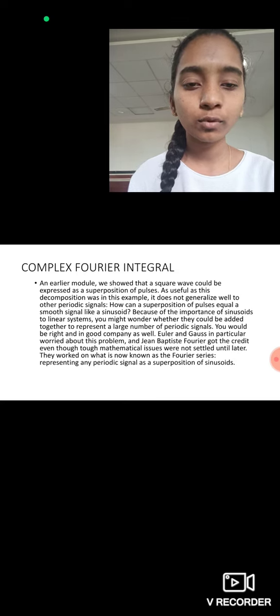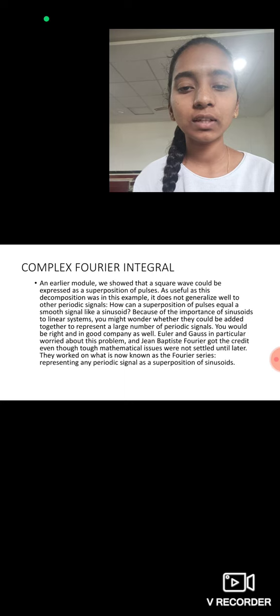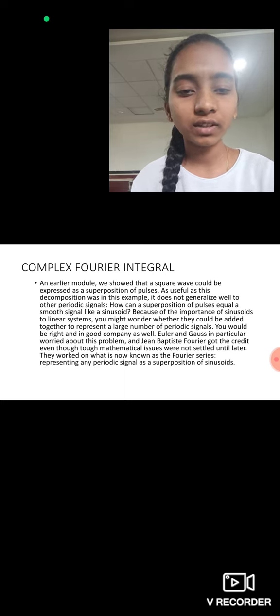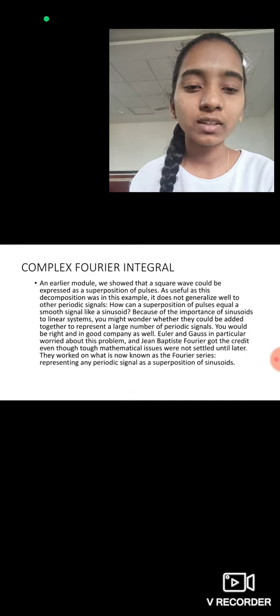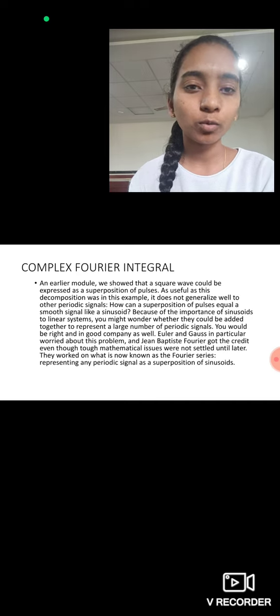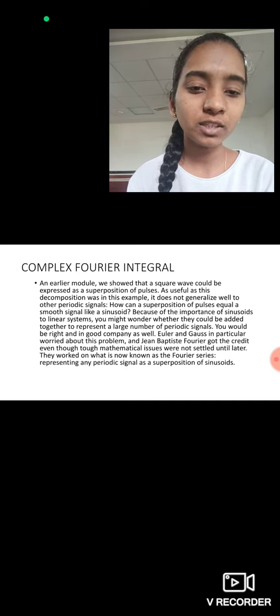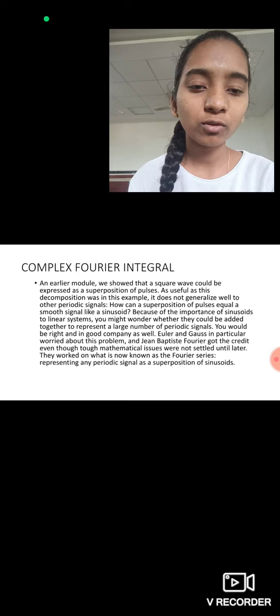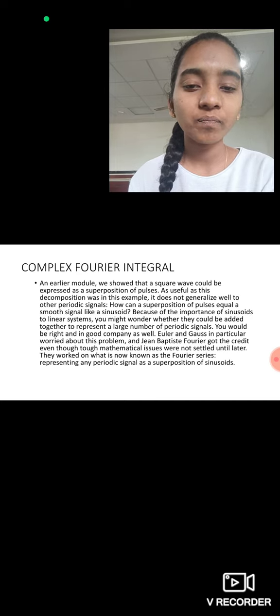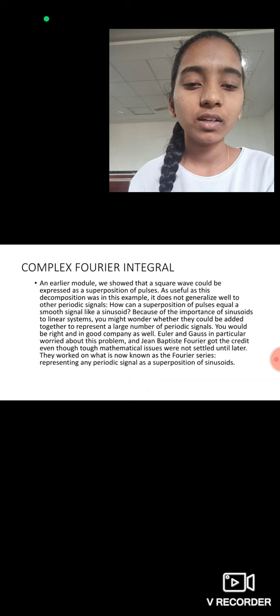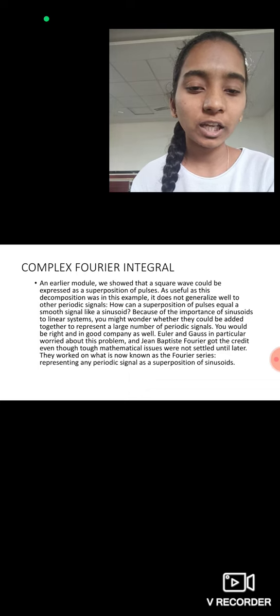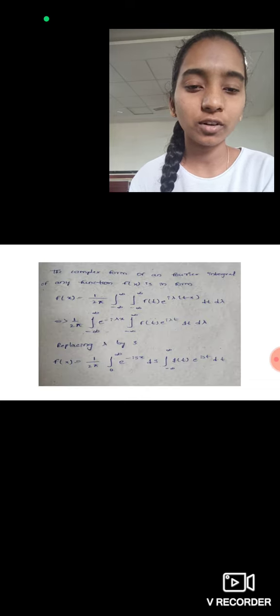you might wonder whether they could be added together to represent a large number of periodic signals. Jean Baptiste Fourier worried about this problem and got the credit, even though the mathematical issues were not settled until later. He worked on what is now known as the Fourier series, representing any periodic signal as a superposition of sinusoids.